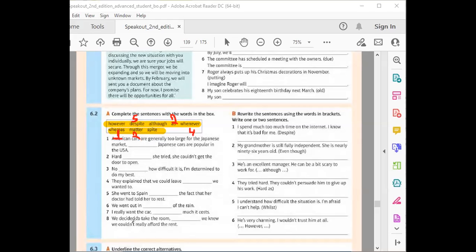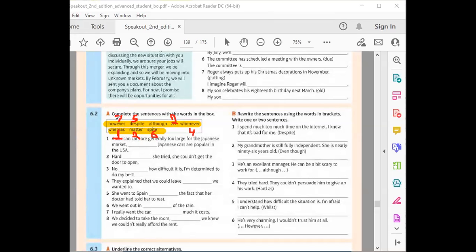Okay, now Tartil, it's your turn. We went, number 6, right? Yes. We went out in spite of the rain. It has "in" and "of" anyway, so yeah. I thought it was "despite," but I saw that Ikram used it. Yeah, go ahead, 7, please. I really want the car, however much it costs. Correct, however much it costs.